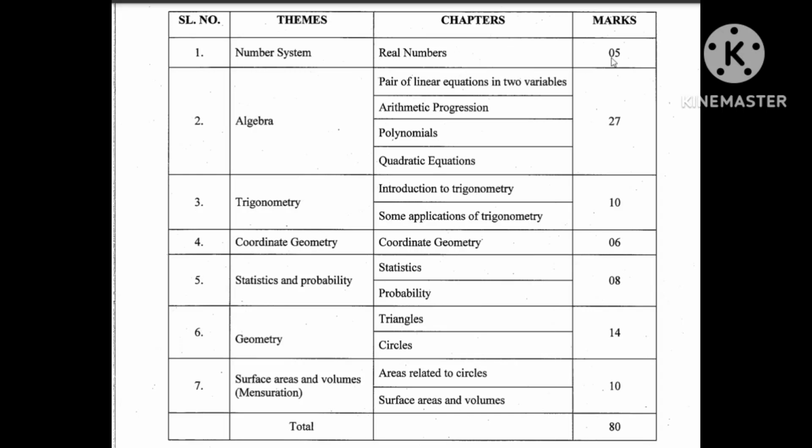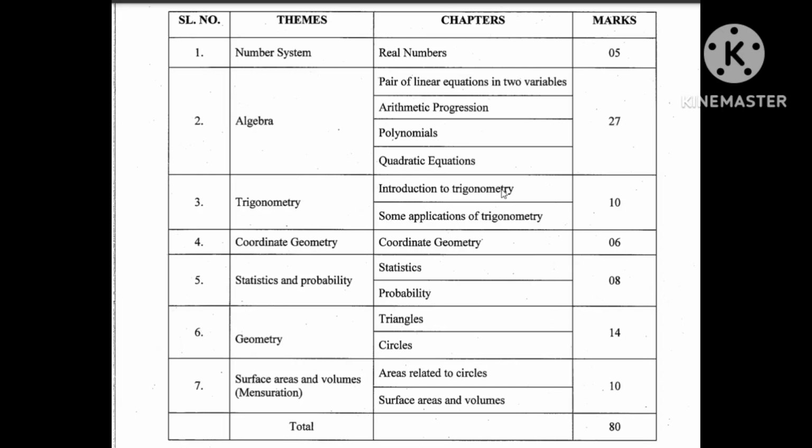In real numbers you are going to have 5 marks, and then pair of linear equations in two variables, arithmetic progressions, polynomials, and quadratic equations. These 4 chapters together fall in the theme of algebra that is going to fetch you 27 marks. My dear students, this is going to be a really fantastic job for you. These 27 marks are really very important because they are going to give you passing marks.